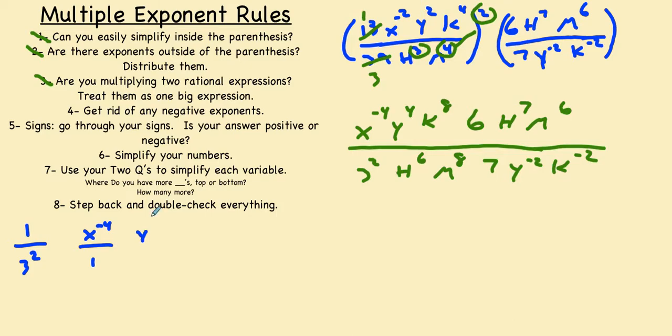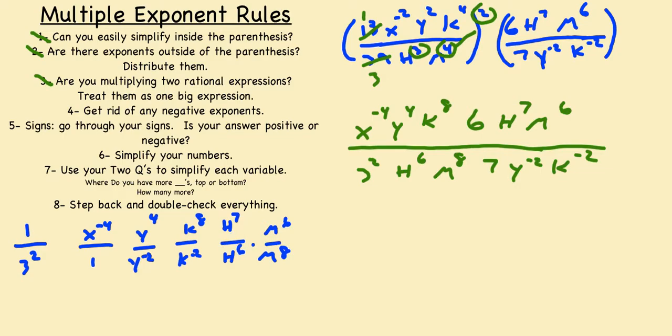I have a y to the 4th over a y to the negative 2. I have a k to the 8th over a k to the negative 2. I have an h 7th and an m 6th, h6, m to the 8th.